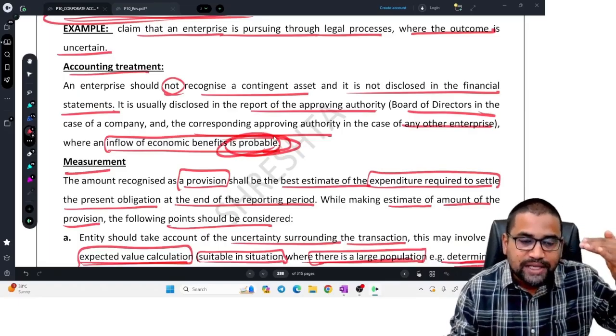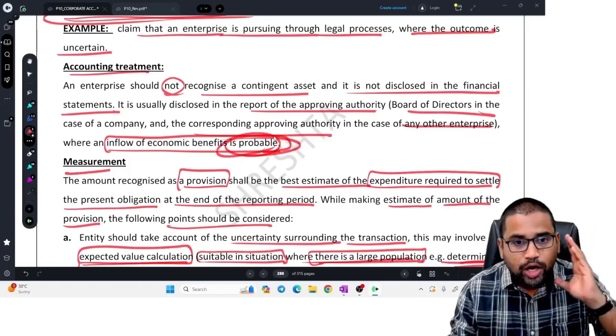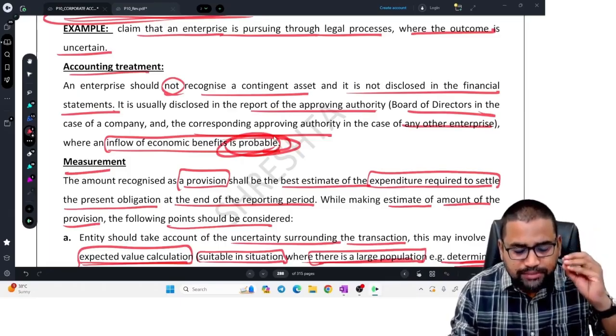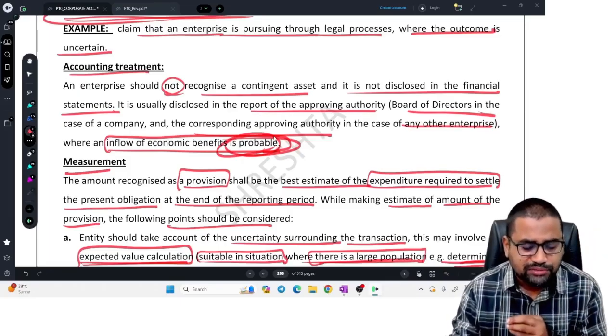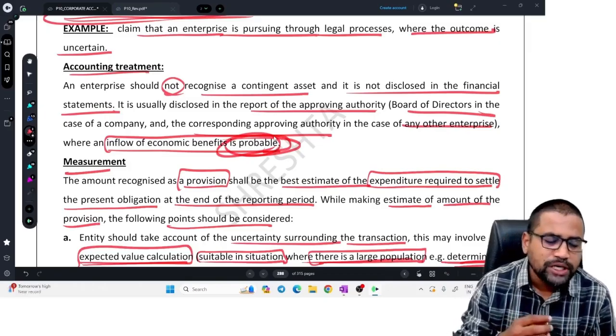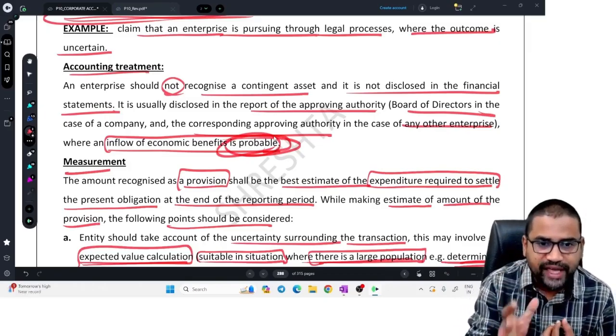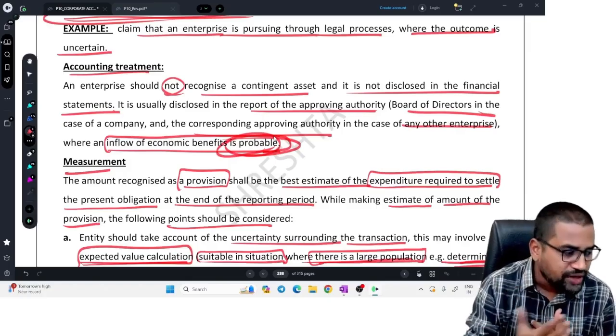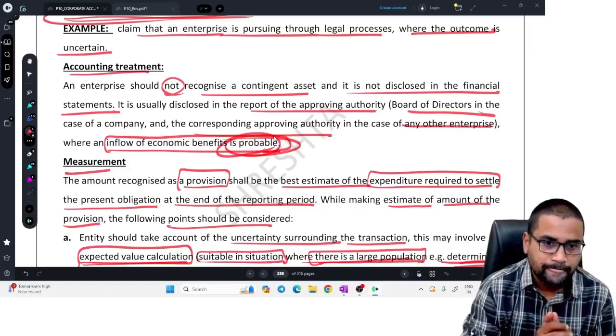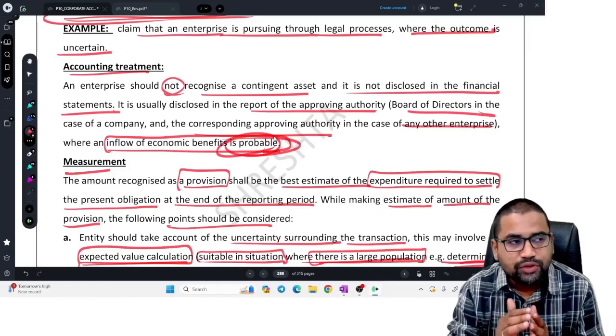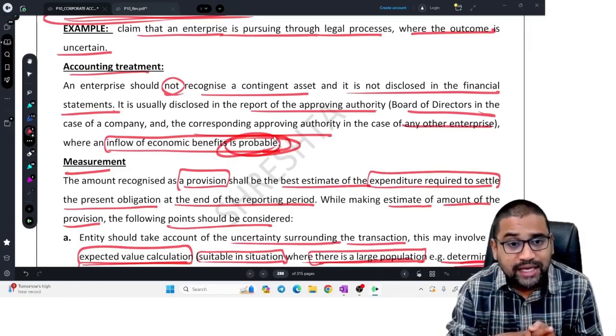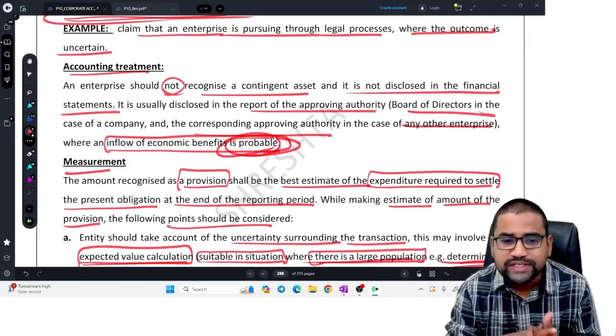So contingent liabilities may be disclosed in the board of directors' report. Of course, if the probability of outflow of resources is very rare, remote, then it is not even required to be disclosed in notes to accounts. So many faculty suggest that contingent assets and contingent liabilities are part of notes to accounts. Wrong. They don't know the standard.